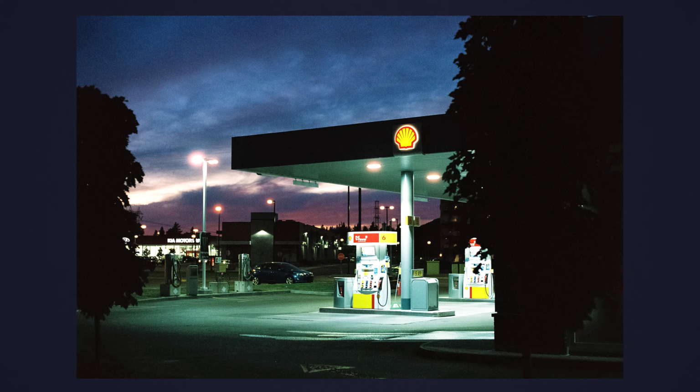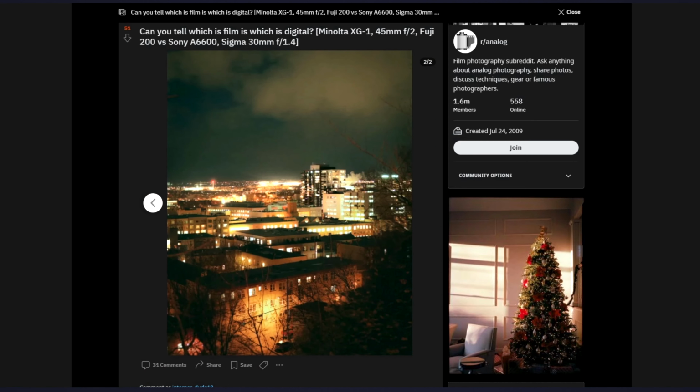The second thing that is unique to film is halation. This is something that Lightroom doesn't have any tools to recreate, and this is how most people that got it right on Reddit were able to figure it out. Whilst the film photos had halation on the bright windows, the digital ones stayed green, making them untrue to the film look. Lastly is the color rendition.